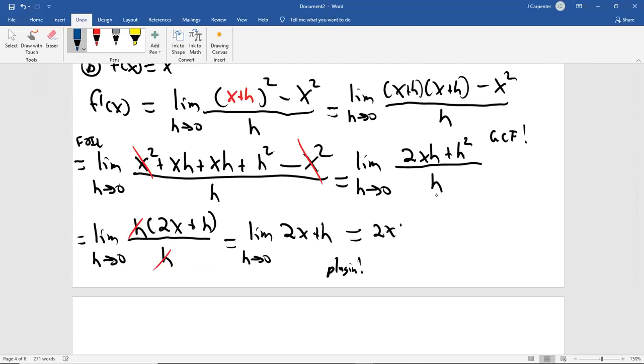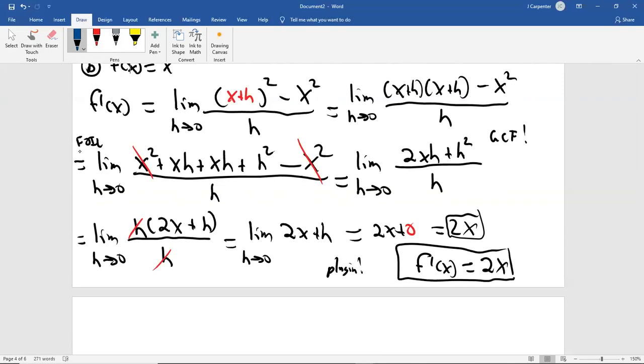So that's 2x plus plugging the 0 in. Just gives us 2x. So the better way to write this, instead of just writing the 2x, use the notation. The derivative of the function, in other words, the function that guides its slope, that dictates its slope no matter what x value, is 2 times x.